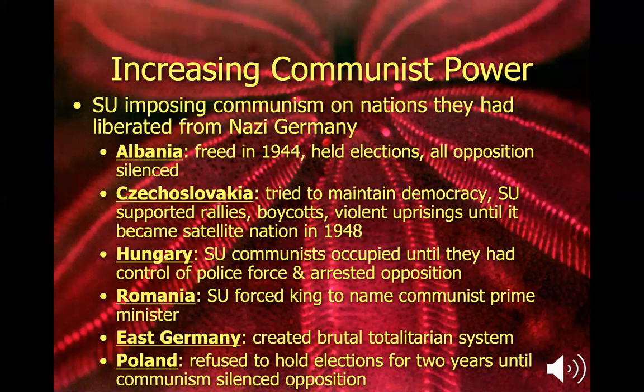They step in, they silence all opposition, anyone who might be against a potential communist leader coming in. If you look at the example of Hungary, the Soviet Union communists actually occupy Hungary until they had control of the police force and again would arrest or silence the opposition. In Romania, they forced the Romanian king to name a communist prime minister. And so what we see happening here is that the Soviets are doing something similar to what the Germans were doing, trying to force their way into countries and make sure that they would have political control over them.